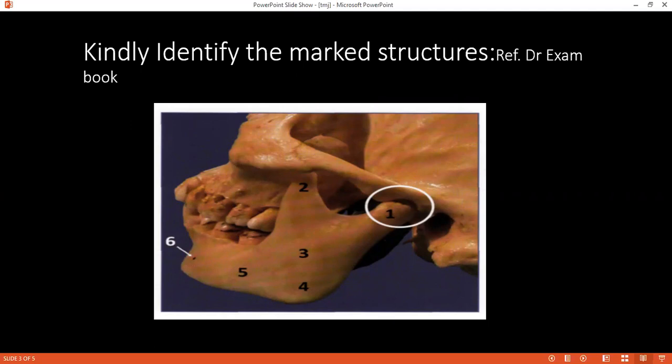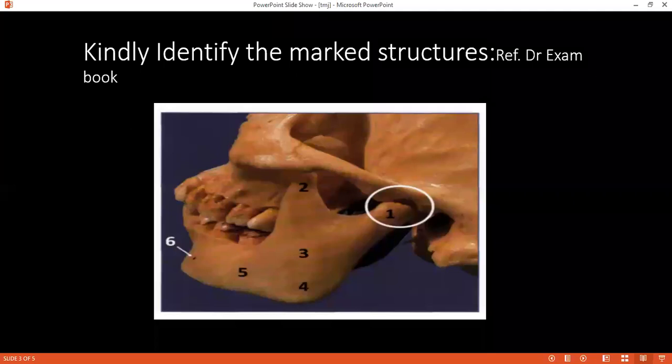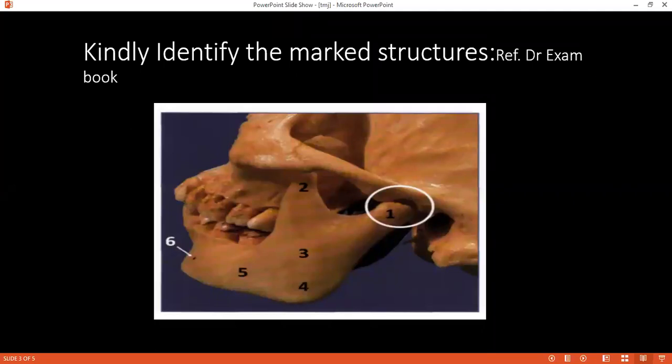All right. Can you please tell me which muscles insert here? I'll show you the position. Yes, ma'am. The temporalis muscle inserts on the coronoid process. Does it originate here or insert here? It inserts here, ma'am.